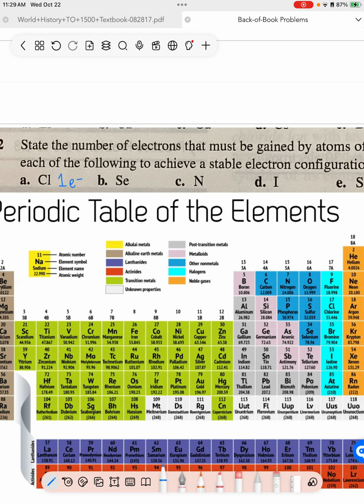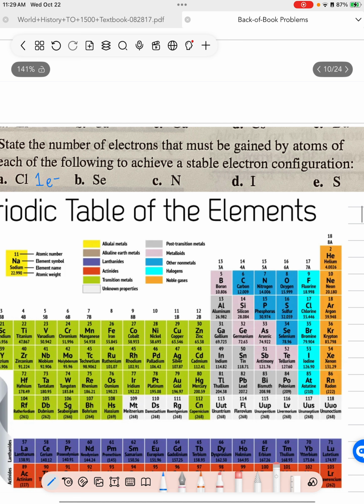Okay, let's look at selenium. Selenium is 1 group over, right here. Selenium is in group 6, which means it has 6 electrons in its valence shell. Selenium wants how many electrons? Like all elements, selenium wants 8 electrons. It has 6 electrons in its outer shell, so it needs 2.